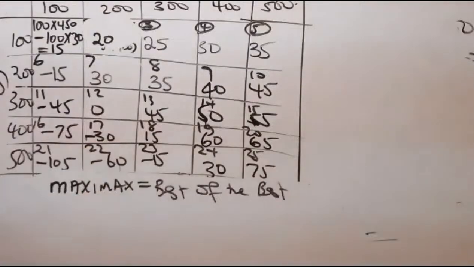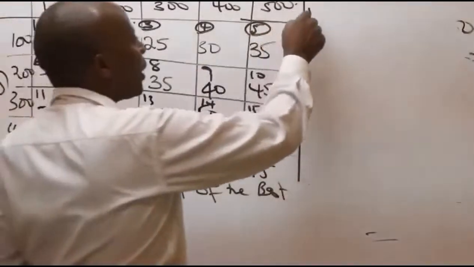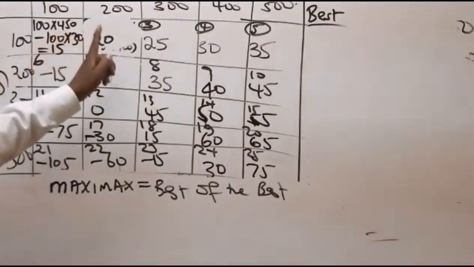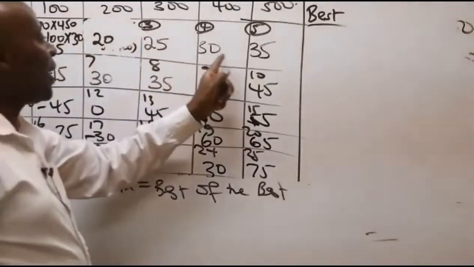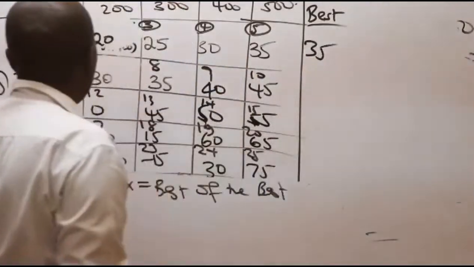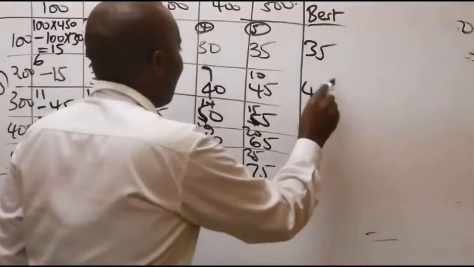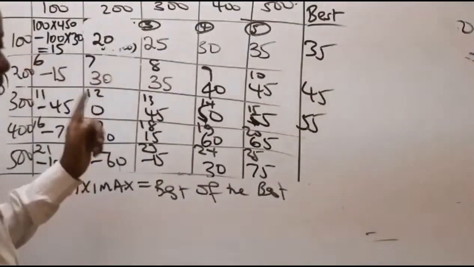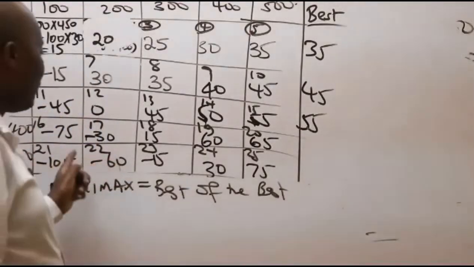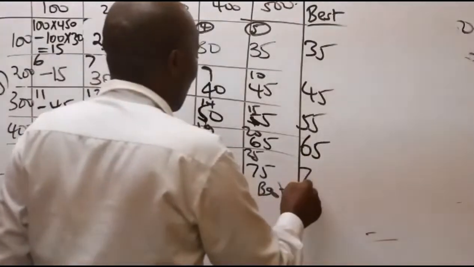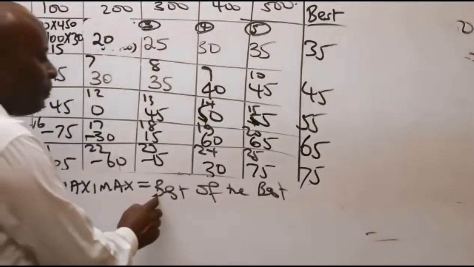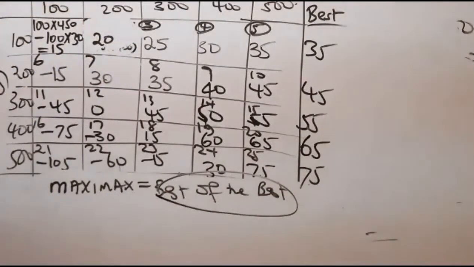Maximum of maximums. And what I'm supposed to do is to create a column here for best. So the very best profit here is always the highest. For this particular supply, the very highest profit is 35. For the second one, the very highest is 45. For the third one, 55. I'm only picking the best for each scenario, for each supply, for each alternative. The very best is 65, and then now we have 75. All those are best scenarios, but remember, they want me to give them best of the best.